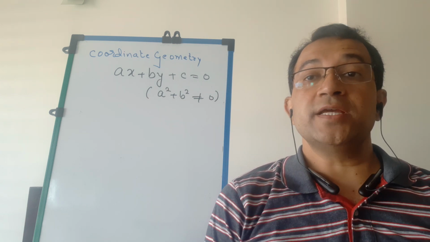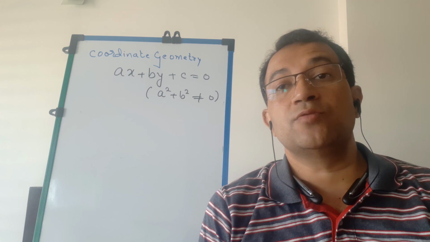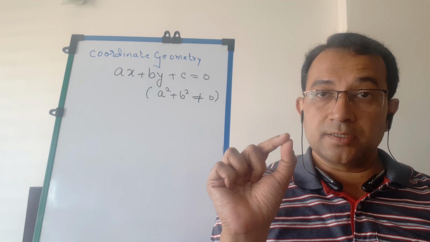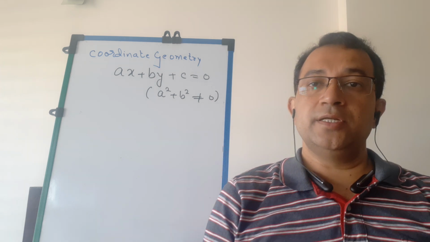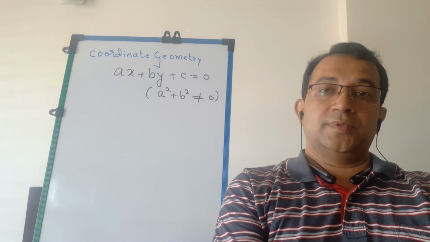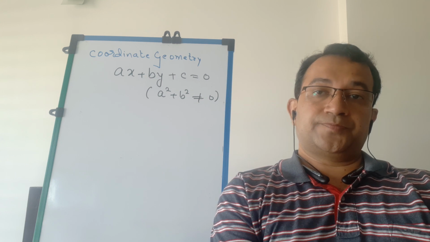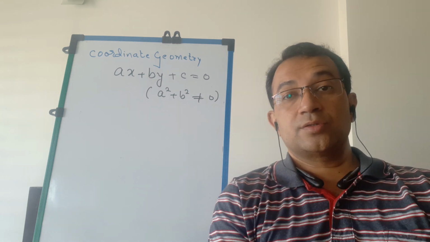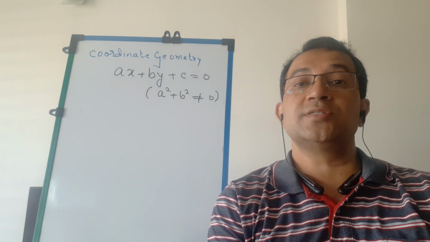Now, why, students, a square plus b square not equal to 0? Did you ever notice this? Did you understand this? Did you check it conceptually? If squares of 2 numbers add to 0, then definitely both the numbers are 0.